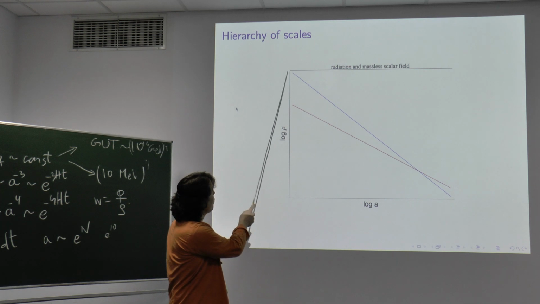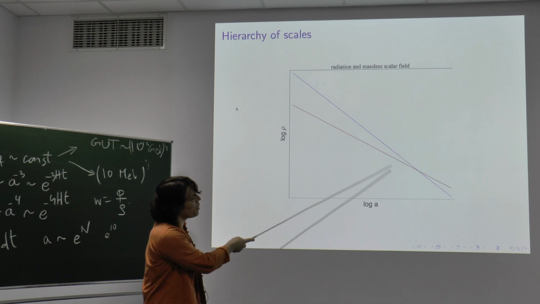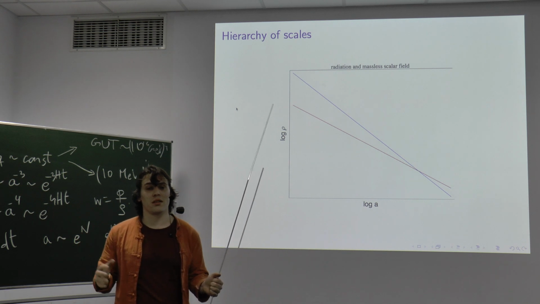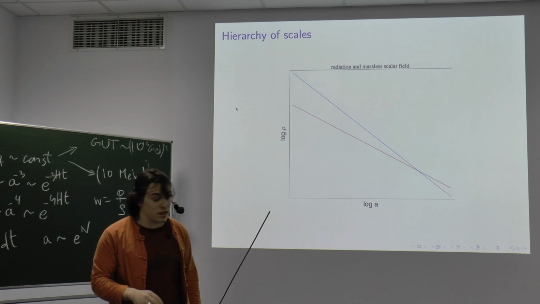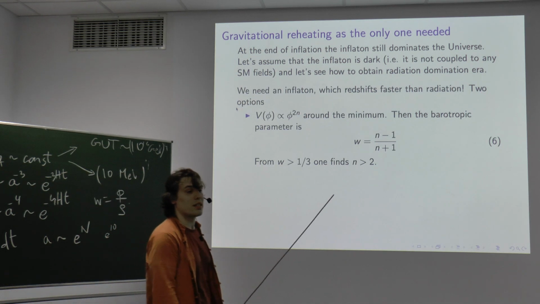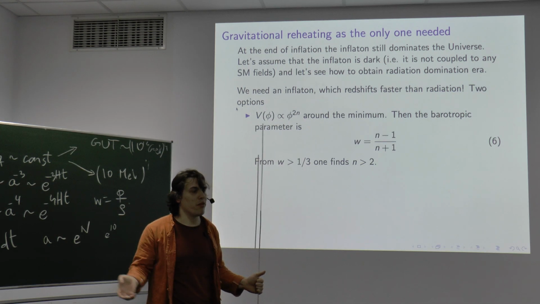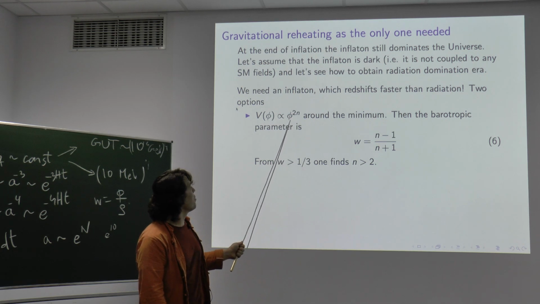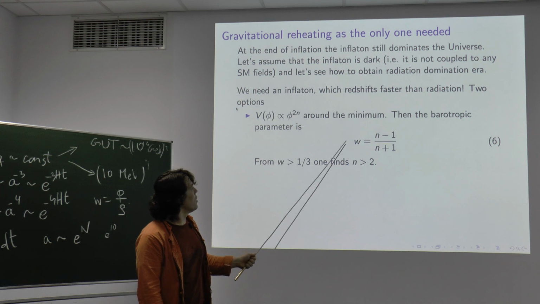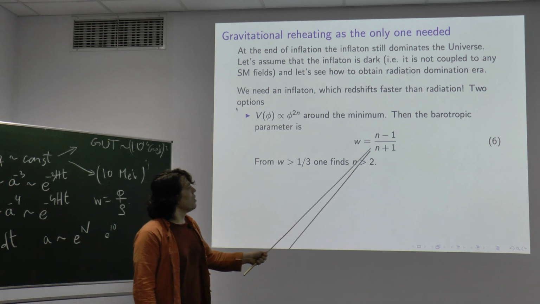Well, you need your inflaton field. Let's say this is the energy density of the inflaton field and this is the energy density of radiation. You need your inflaton field to redshift very quickly, to lose energy density very quickly with time while the universe grows, much faster than radiation. And this can be done, if the inflaton is an oscillating scalar field. It's rather easy to imagine that there are many potentials that give you inflation, which at the end of the day end up with such a potential. So let's say you have a field which oscillates around a potential of this form. Then your barotropic parameter, the relation between pressure and energy density, is given by this formula.